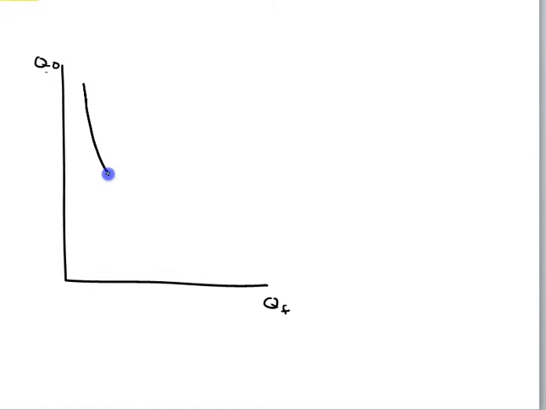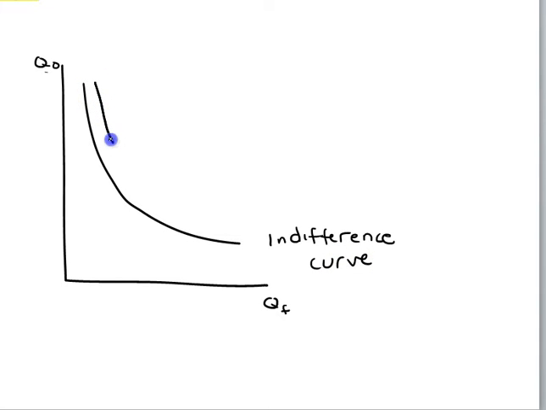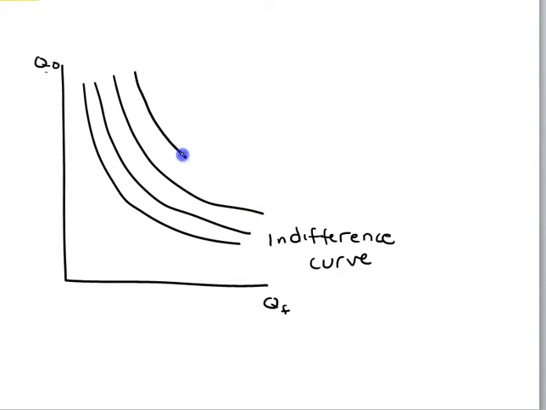Okay, so let's look at some indifference curves. You say, oh, indifference curves. What's an indifference curve? An indifference curve is a negatively sloped curve that represents consumer preferences. And there are an infinite number of these. But I do know that I prefer to be on a higher one than a lower one.